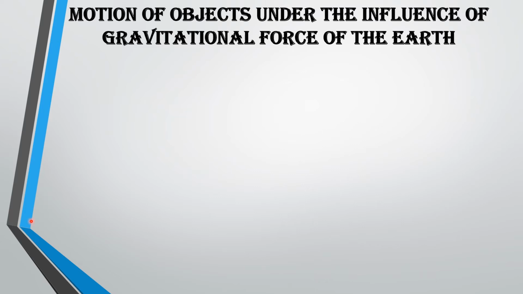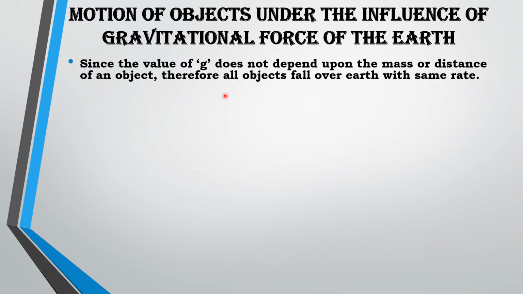Let's see the motion of objects under the influence of the gravitational force of the earth. We know that the value of g does not depend on the mass or the distance of an object, because the formula for small g is equal to capital G into M upon R square, where capital G is the gravitational constant, M is the mass of the earth, and R is the radius of the earth, which does not include any mass or distance of the object. Therefore, the acceleration would be the same for all objects.